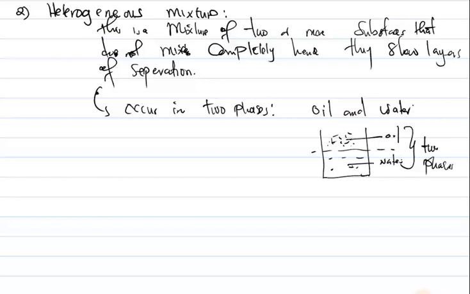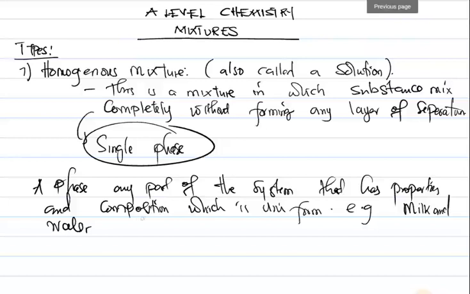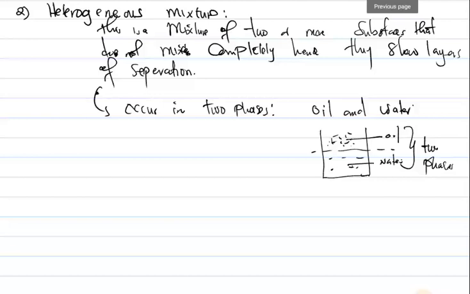That means the properties of a heterogeneous mixture are not uniform, like we defined here for homogeneous. In a heterogeneous mixture they are not uniform. They have non-uniform properties and composition, because each part of the mixture is going to have different properties and different composition. Okay?